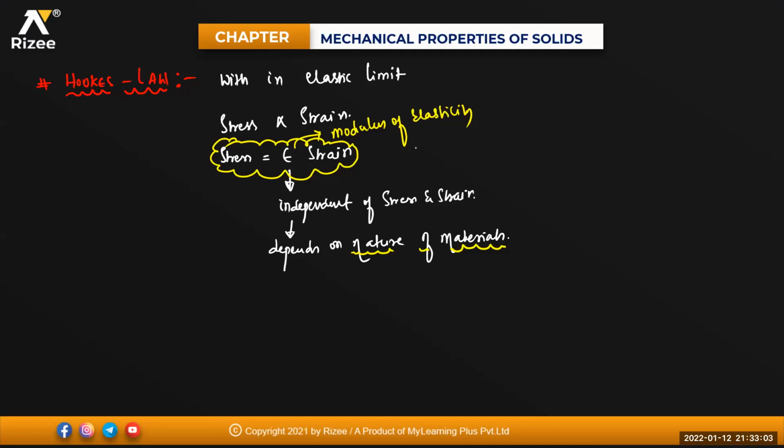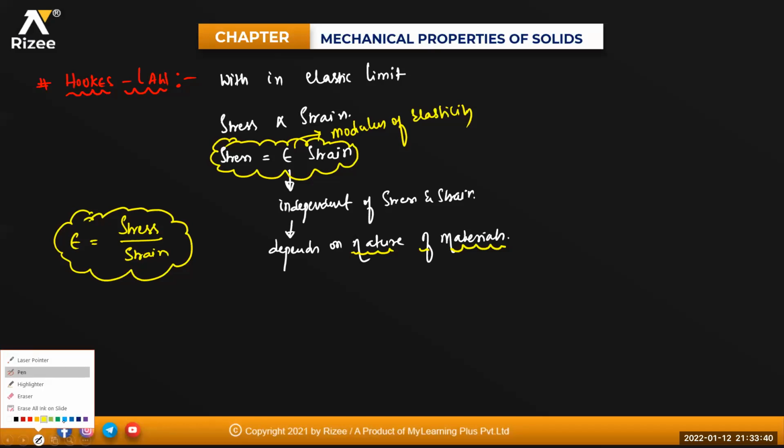So within the elastic limit, stress is directly proportional to strain, and E is known as modulus of elasticity. It is independent of stress and strain, and depends upon the nature of the material. So how do you write the Young's modulus? E is equal to stress divided by strain. So E is the measure of what? Elasticity. So if E is more, elasticity is also more.